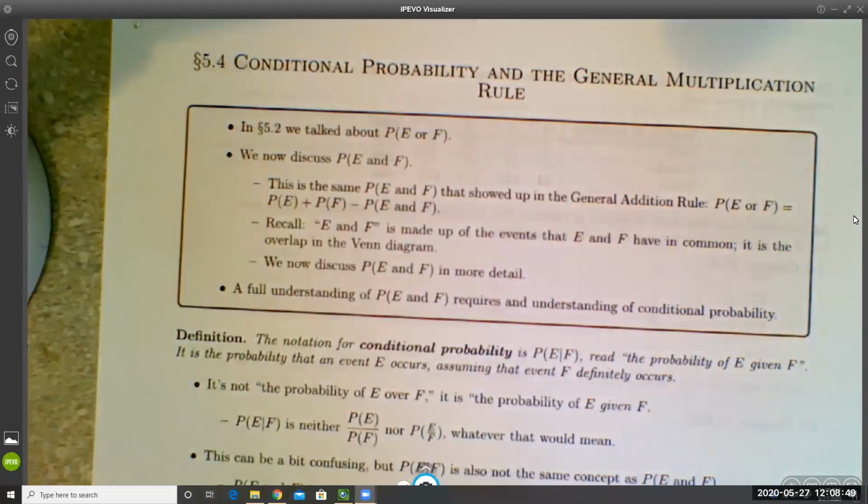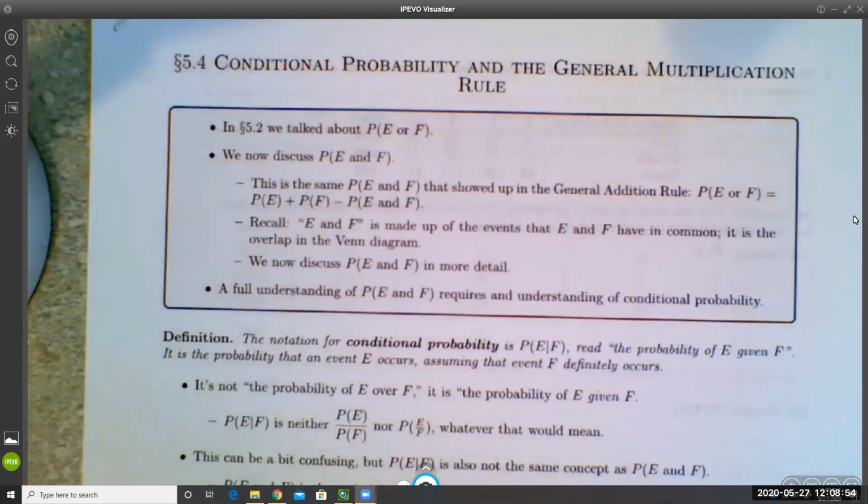Okay, so the last section you should have watched was 5.2, and I'm moving on to 5.4 now on purpose. We'll come back to 5.3 once we cover 5.4. My own preference is to cover the general multiplication rule first, which is the topic of discussion in 5.4.